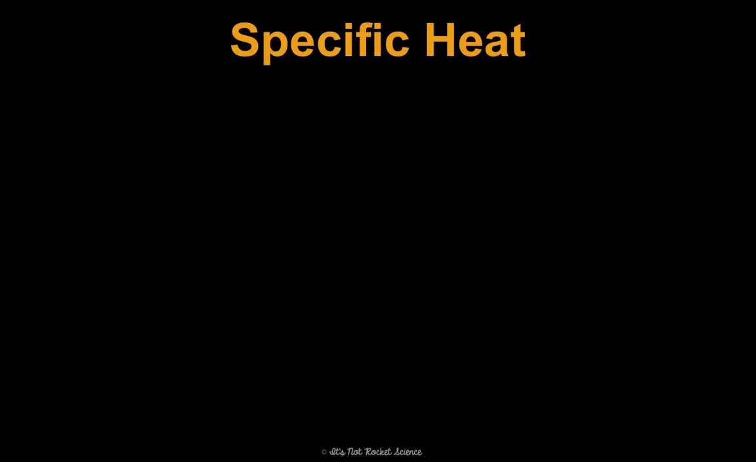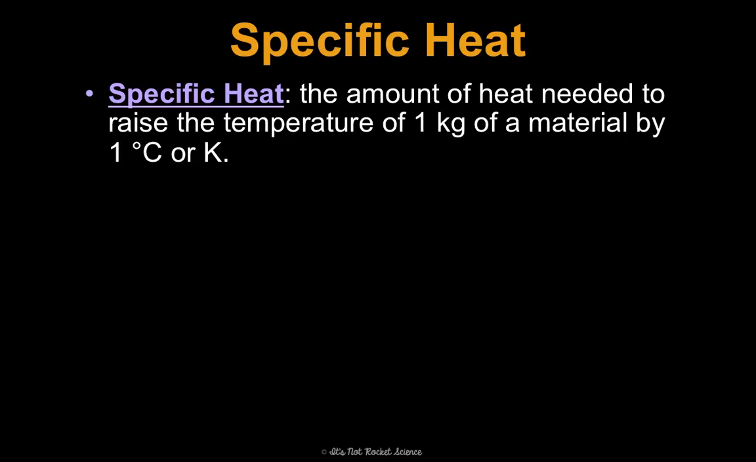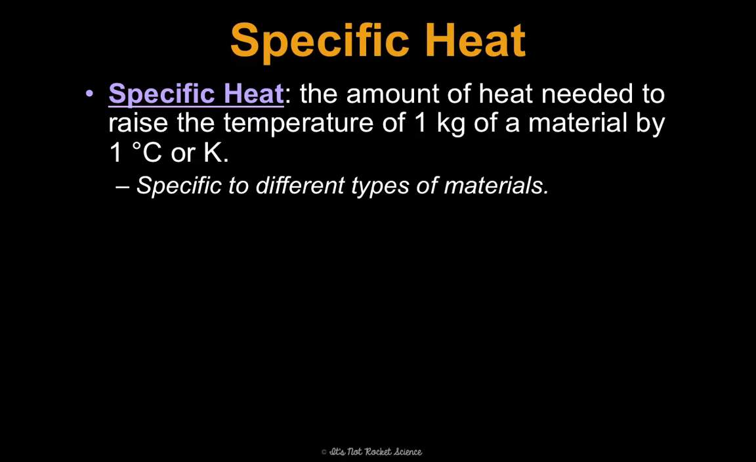Now, one more thing before we can do a little bit of math is specific heat. So this is the amount of heat needed, so that amount of thermal energy needed to raise the temperature of 1 kilogram of a material by 1 degree Celsius or 1 degree Kelvin, depending on what unit specific heat is given to you in. So this is a specific number to different types of materials.